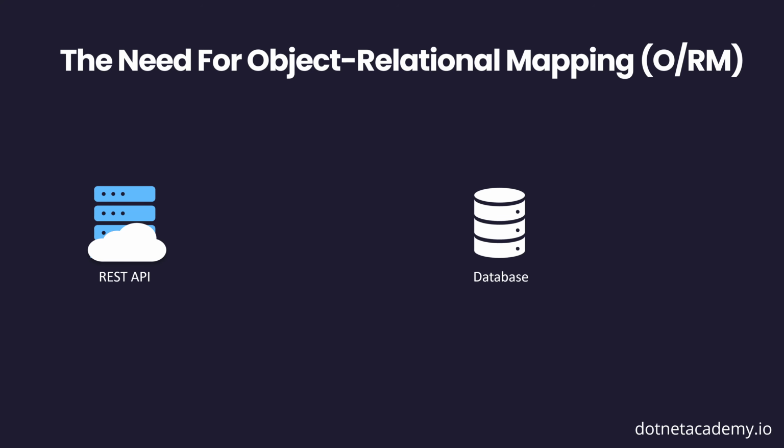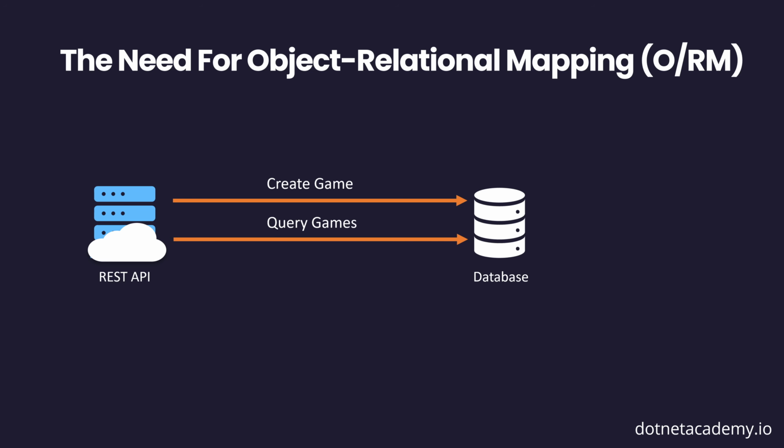At this point, we want to add database support to our REST API so that all our data is persisted beyond the lifetime of the application. So whenever a request to create a game is received in our API, we want to create that game in the database. And when the client requests a list of games, we want to query that list also from the database. However, there is a problem.